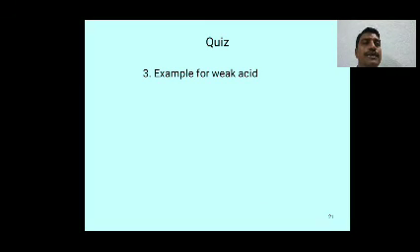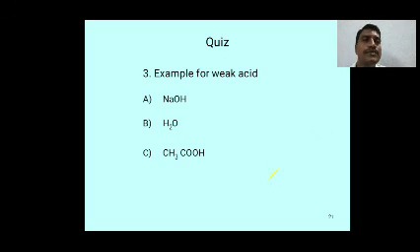Example for a weak acid, which is partially dissociated and produces fewer H plus ions in aqueous solution. Options: A, sodium hydroxide; B, H2O; C, CH3COOH; D, HCl. CH3COOH, acetic acid, produces fewer H plus ions in aqueous solution, so it is called a weak acid.